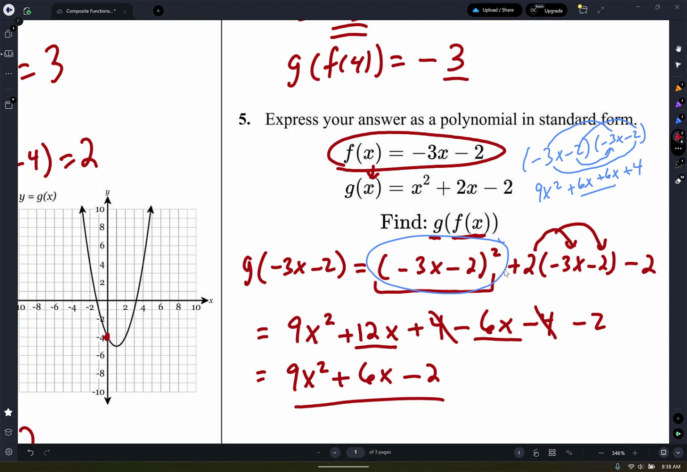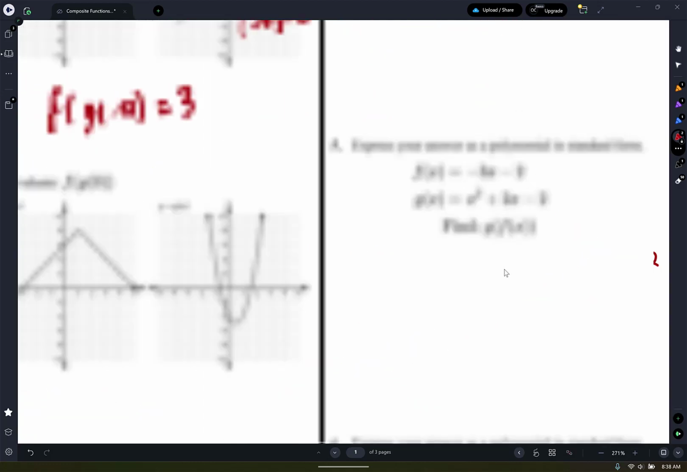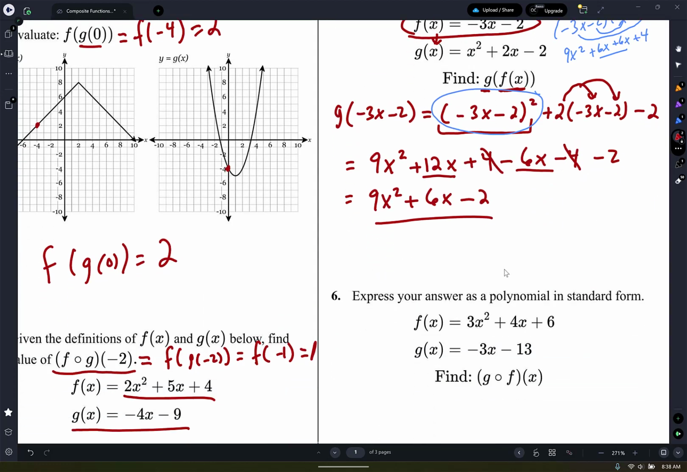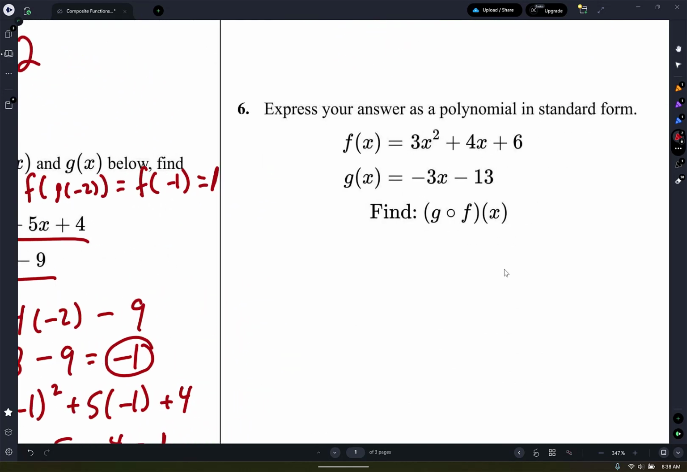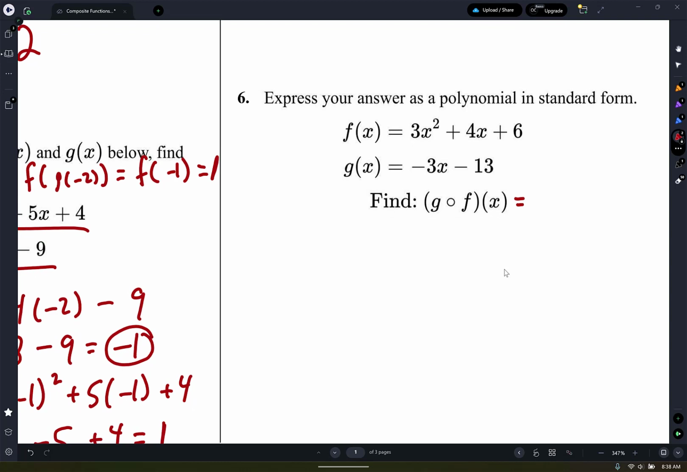We're okay? Okay. Let's go to the next one. Question 6. It says, relax. Whenever you see this, it means G composite of F, like that. That's what it means, guys.